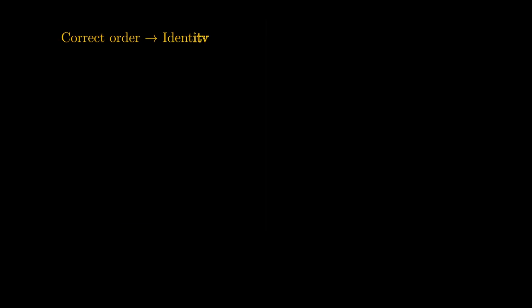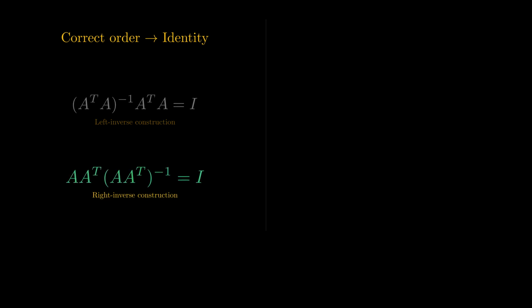Step back and see the symmetry. Full column rank gives a left inverse built from A transpose A. The quantity A transpose A inverse times A transpose times A collapses to A transpose A inverse times A transpose A, which is the identity. Full row rank gives a right inverse built from A times A transpose. Here A times A transpose times the quantity A A transpose inverse again collapses to the identity. So when the pieces meet in the correct order, they deliver the identity.